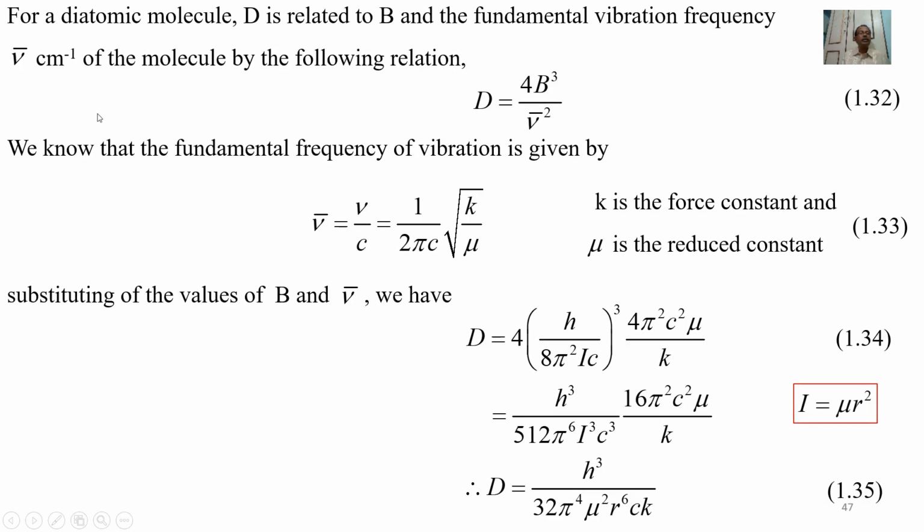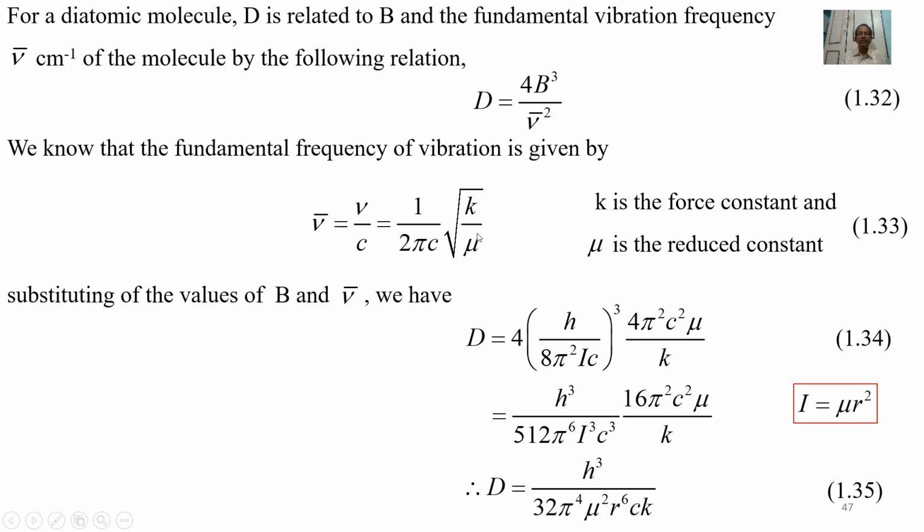For a diatomic molecule, D is related to B and the fundamental vibration frequency nu bar of the molecule by this relation. So D equals 4B cube divided by nu bar squared. And we know that the expression for the fundamental frequency of vibration is given by this one. So nu bar, which is equal to nu by c, which is equal to 1 by 2 pi c root of K by mu, where K is the force constant, mu is the reduced mass. Substituting the values of B and nu bar.